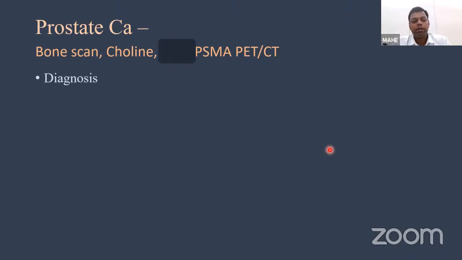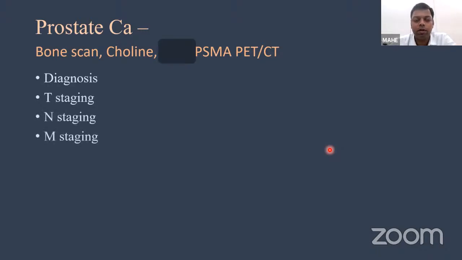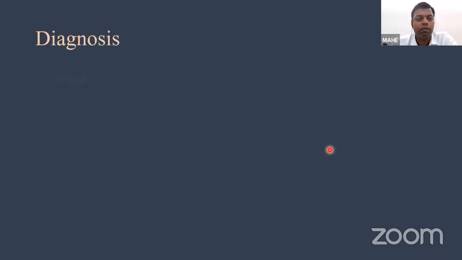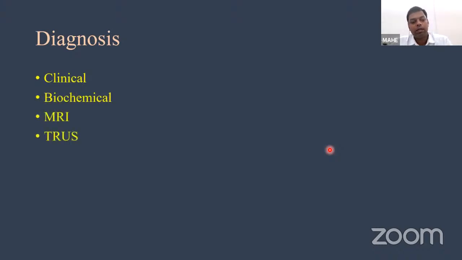So coming to prostate CA, we deal with one after the other: diagnosis, tumor staging, nodal staging and metastasis, then response assessment and recurrence detection. So we'll go one after the other. Diagnosis is usually clinical, as you all know, and biochemical based on the PSA levels. And MRI is the investigation of choice once you are clinically suspecting a prostate CA.